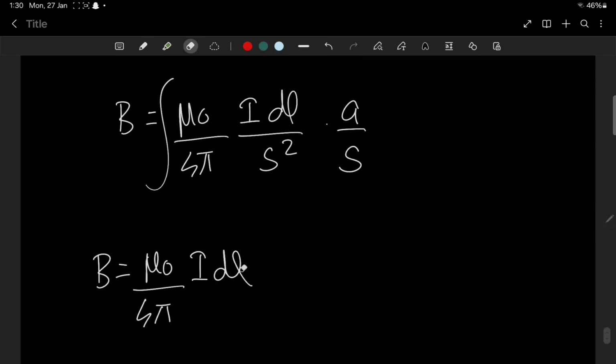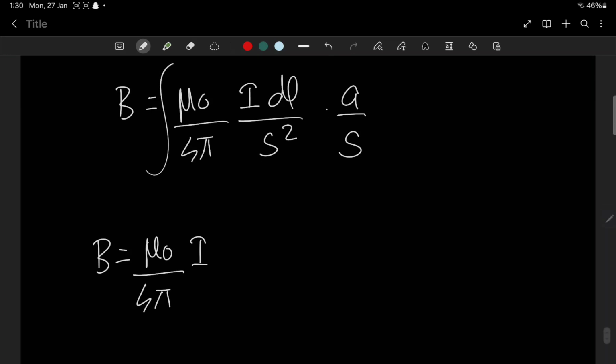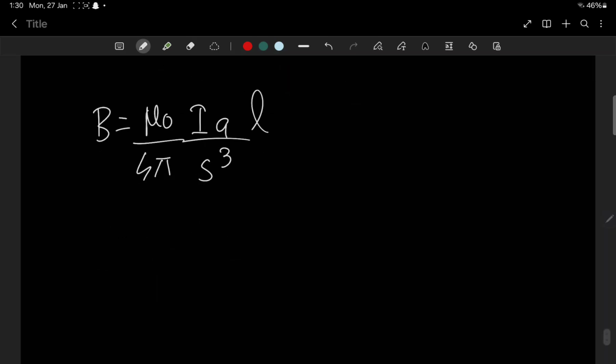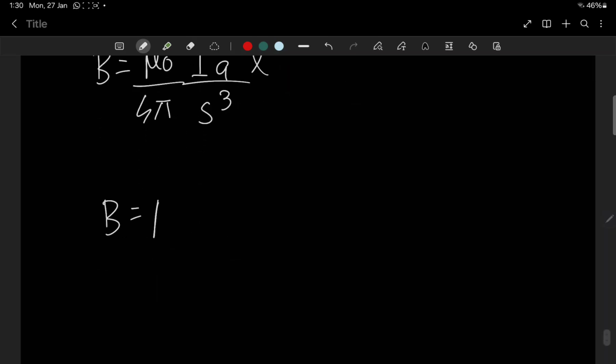How can we take dl outside? I, a and s are constant, so we get s cube into the integral of dl, which is l. So we get B equal to mu 0 I a l by 4 pi s cube.